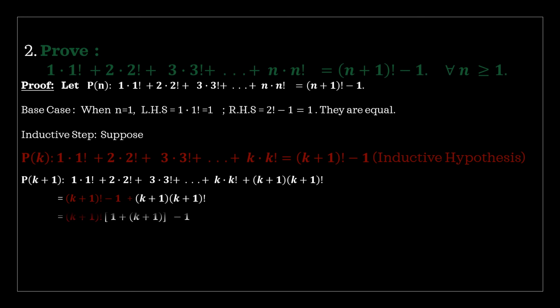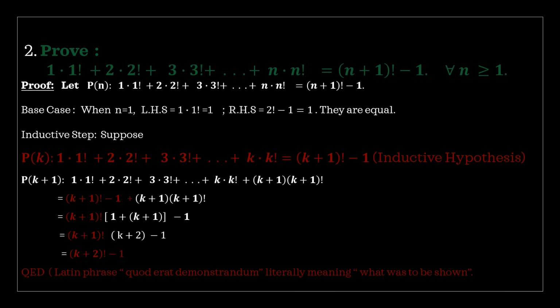Pulling k plus 1 factorial outside, we get 1 plus k plus 1, and then minus 1. Simplifying, we get k plus 1 factorial into k plus 2, minus 1. But k plus 1 factorial times k plus 2 is nothing but k plus 2 factorial. So P of k plus 1 will be k plus 2 factorial minus 1, which is the right hand side of P of k plus 1. So this identity is also true, and that is what we had to prove.